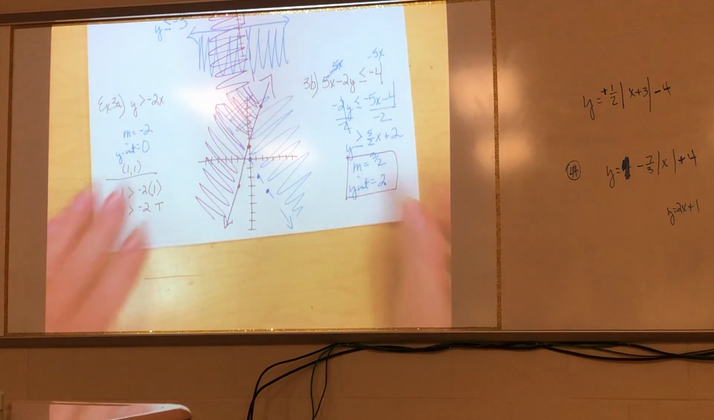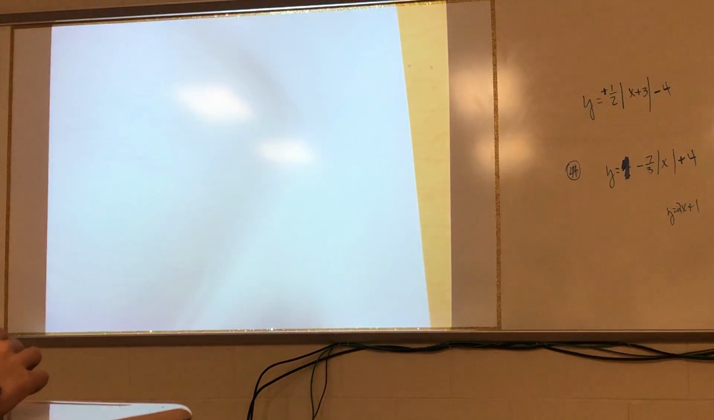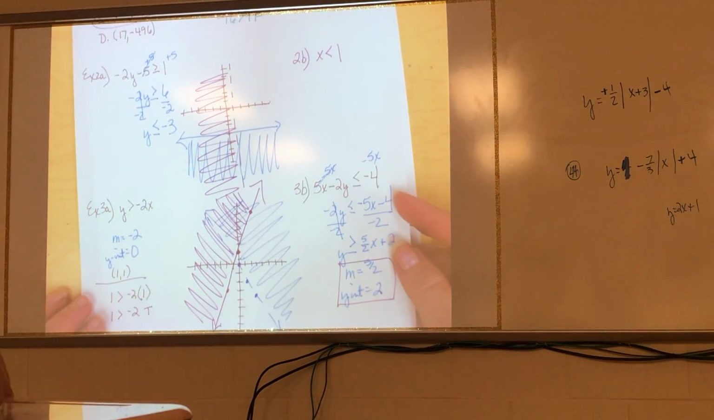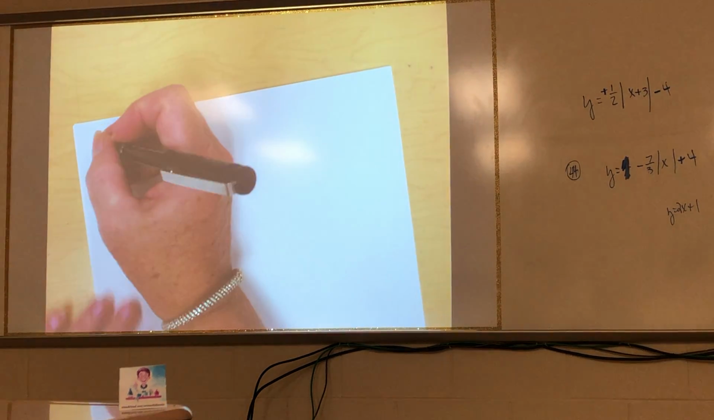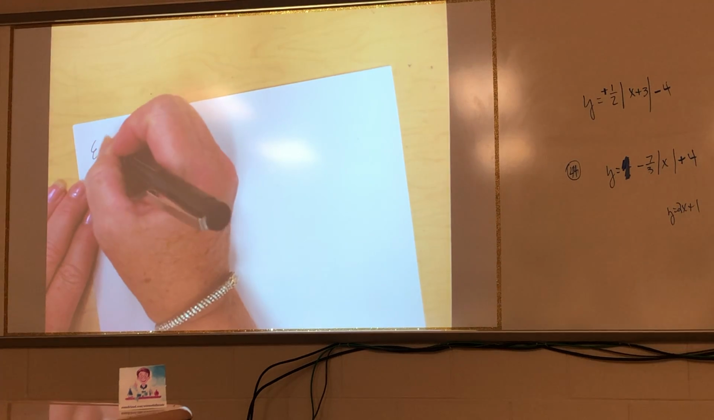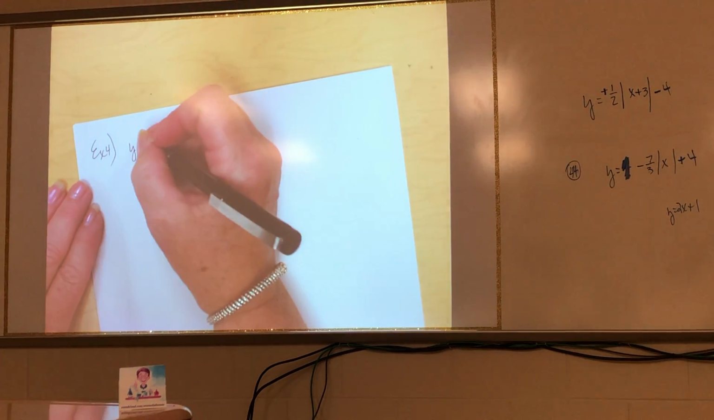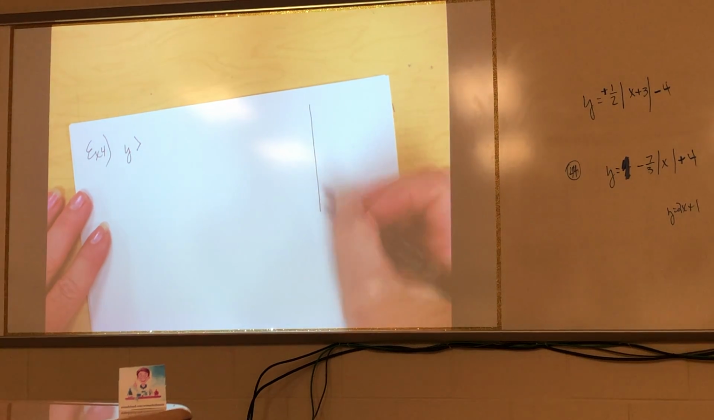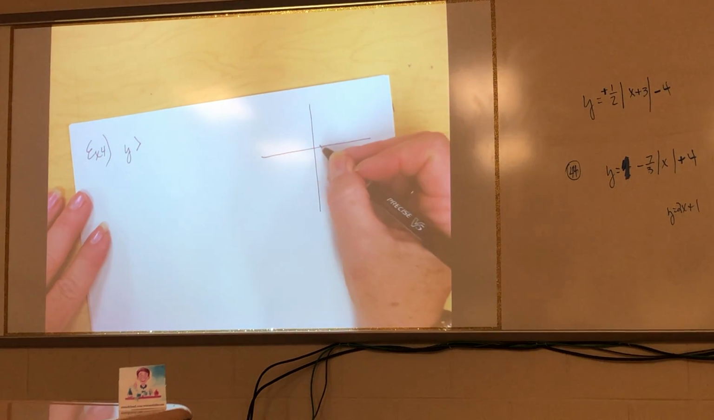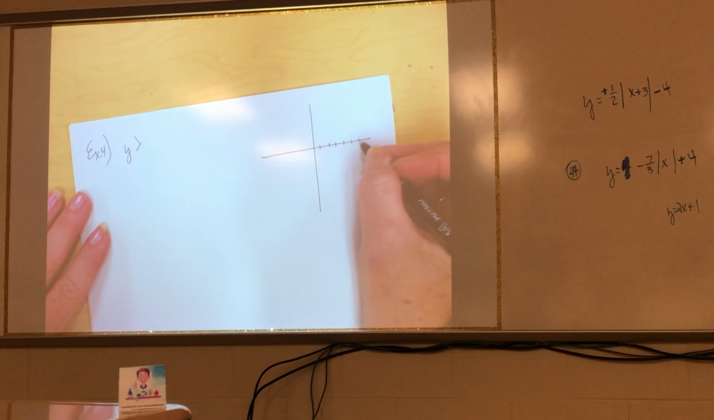So, here we go. One more problem. Are you ready? Does anybody have a question? Everybody okay? One more problem. Here it is. My favorite problem. Example 4. Y is greater than. Let's go draw a graph real quick. Like I can do this. I can draw a graph.